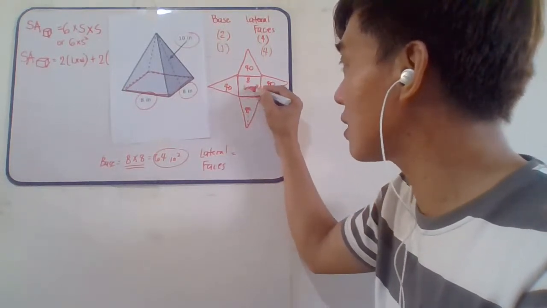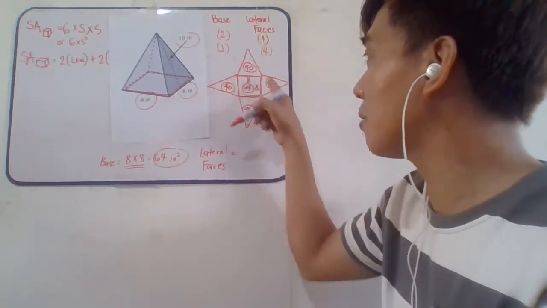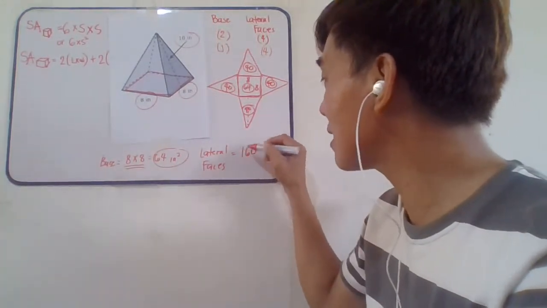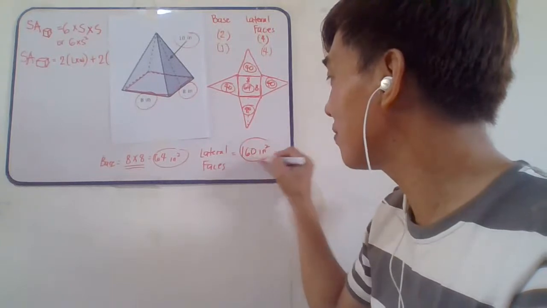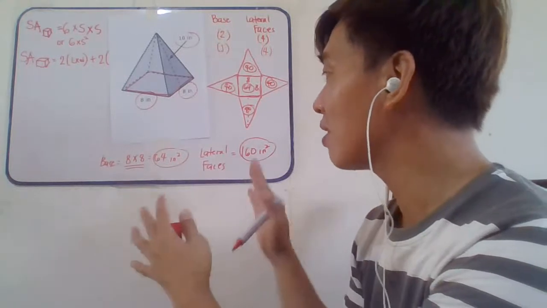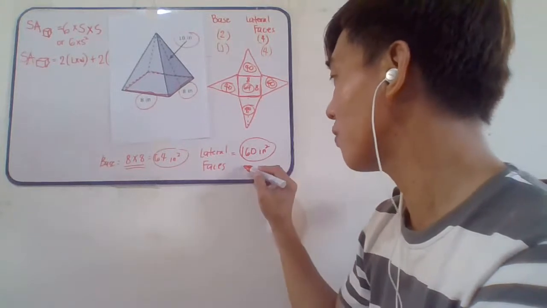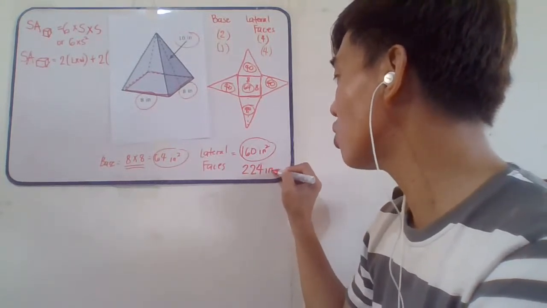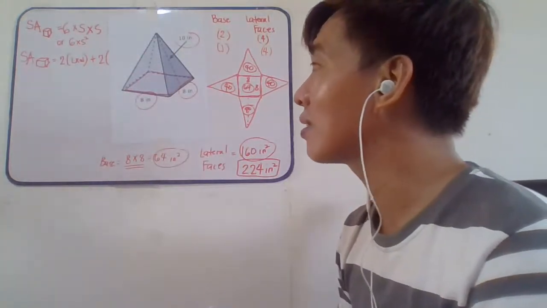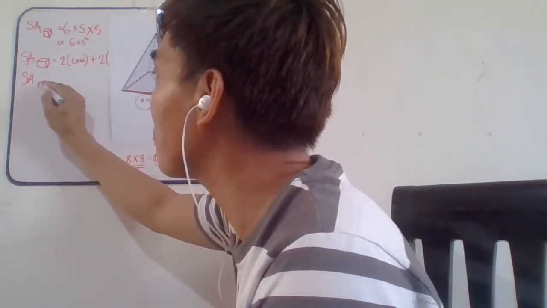Okay? This one is 64 here. Those are their areas. Okay? So 40 plus 40 plus 40 plus 40. Okay? So that is equal to 160 inches squared. Then after that one, all we have to do is just add, combine. Okay? Combine. So 160 plus 64, that will give us 224. 224 inches squared. That's the area of the entire square pyramid. Okay? Surface area of the square pyramid.